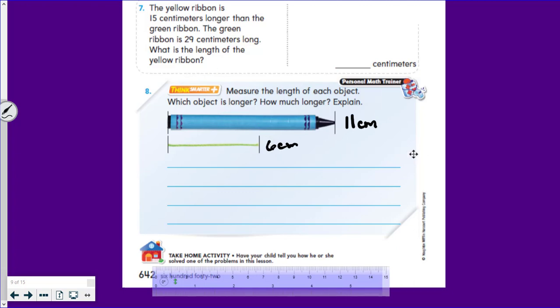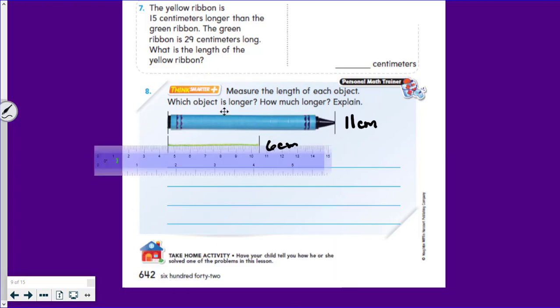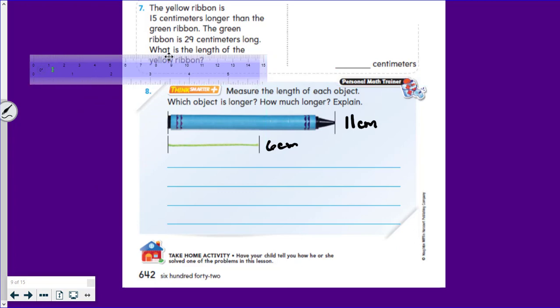All right, so now we have to explain this. The first question says which object is longer. So we'll say the crayon is longer because, and then we said that we know that it's 6 centimeters, right? Because it's 11 centimeters, period.